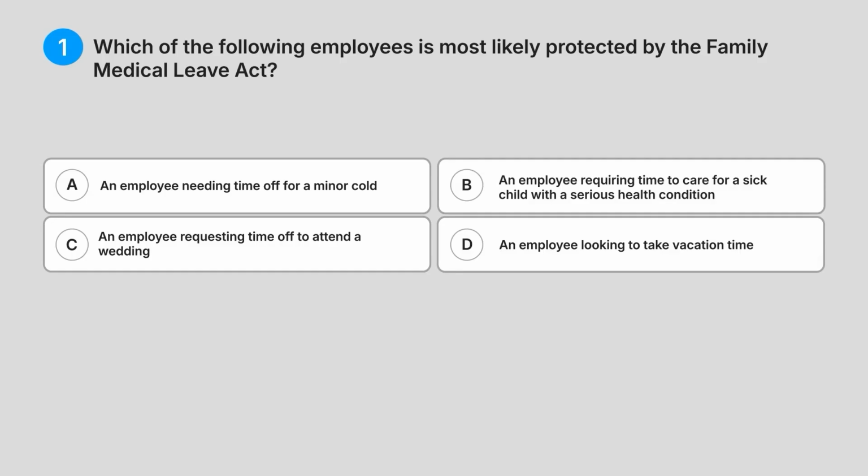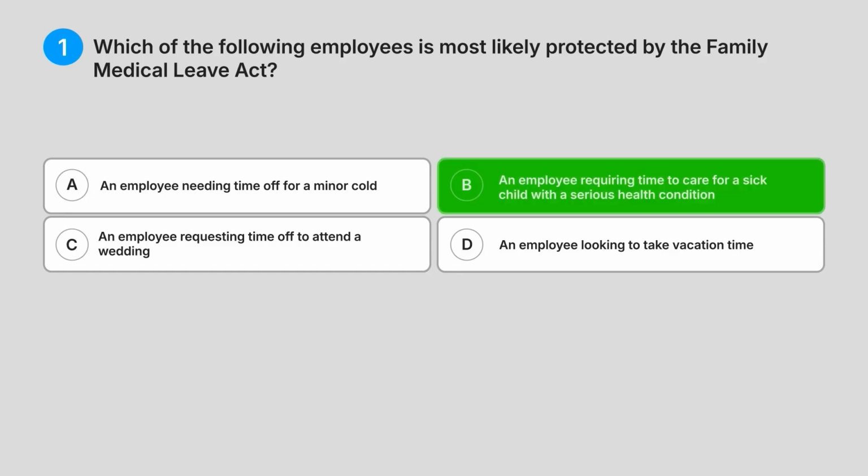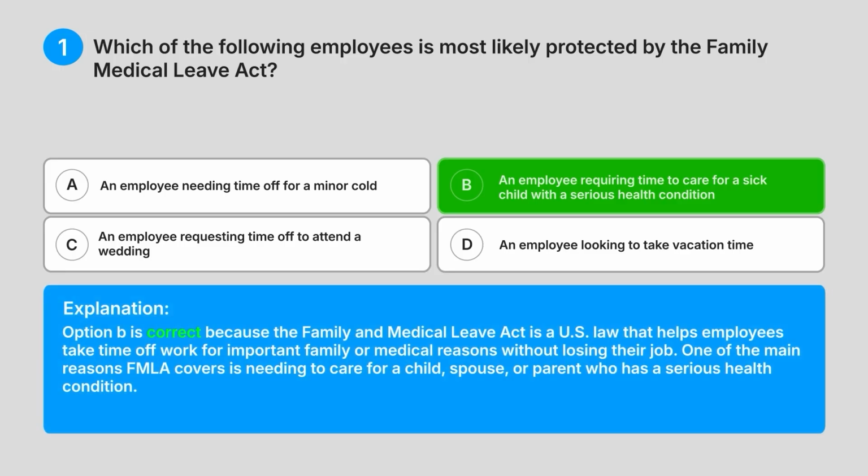Correct answer, B. An employee requiring time to care for a sick child with a serious health condition. Explanation. Option B is correct because the Family and Medical Leave Act is a US law that helps employees take time off work for important family or medical reasons without losing their job. One of the main reasons FMLA covers is needing to care for a child, spouse, or parent who has a serious health condition.